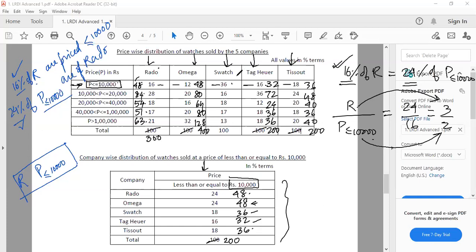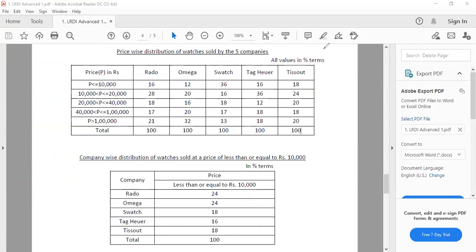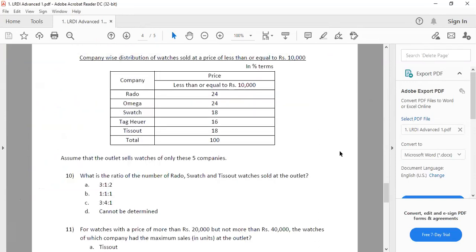Next, Swatch. Swatch is already the same, so there is no change needed. So everyone has got it? Any doubts? Okay, very good. So you have taken a picture of this, I hope. Now I'm removing this, and now let's solve the answers.